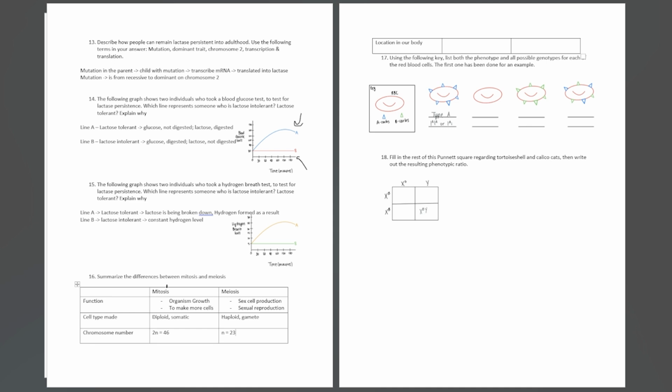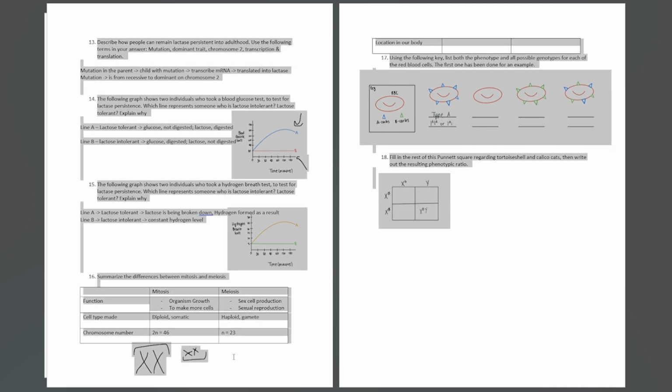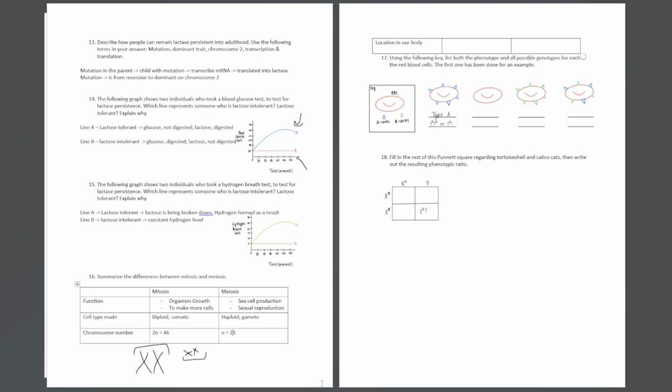right? So if we have chromosome 1 and chromosome 2, we have this pair, and then we have this pair, right? Notice how these ones are similar, and these ones are similar. So these ones are homologs, therefore, and these ones are also homologs, right? So, yeah, that's pretty much it.